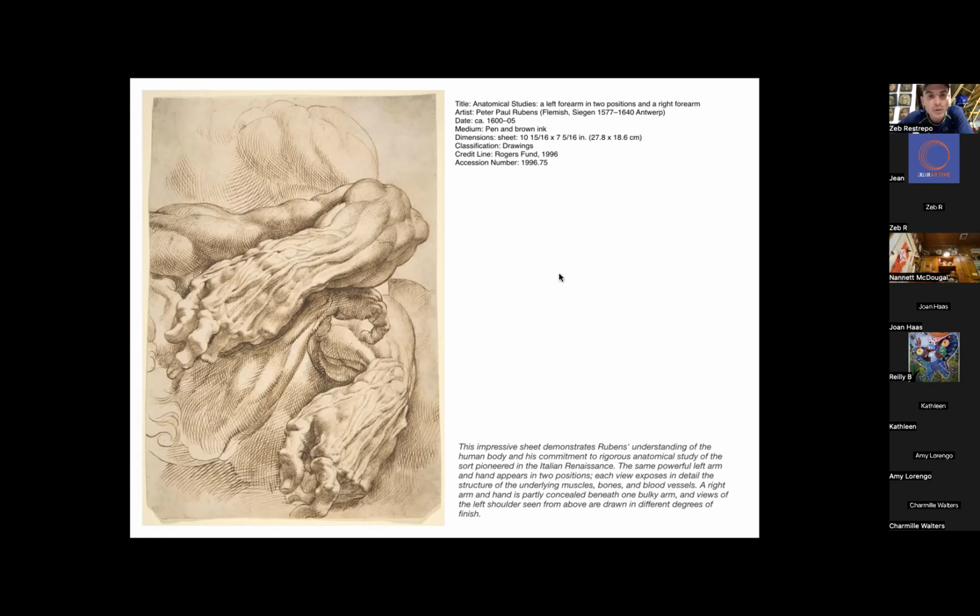So technically you can create values with any kind of material. You could even use ink and wash. I mean, you name it. You can probably use lithography as well to create different value scales. But of course, every media lends itself to a different way of working.